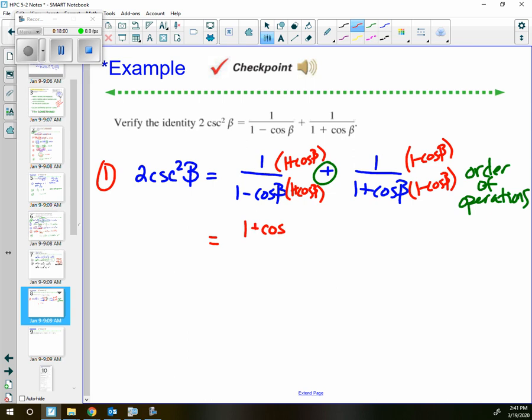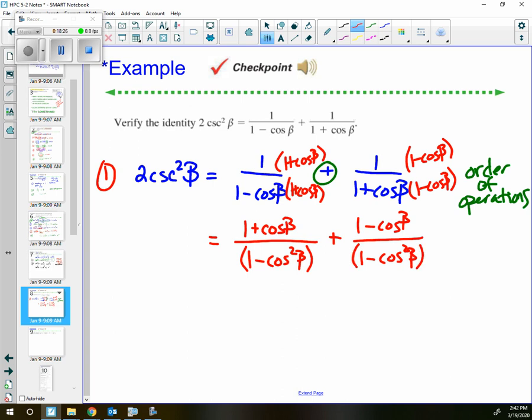So we'd have 1 plus cosine of beta. Now in my denominator, I'm going to go ahead and multiply those together. When I multiply those together, 1 minus and 1 plus would give me 1 minus cosine squared. I'm just going to simplify that right now, just so it's a little bit easier to write. For this one, I'd have 1 minus cosine of beta over the exact same denominator. You could leave it as 2 separate as well. It doesn't really matter, whatever you think is going to be easier for writing down and moving forward.